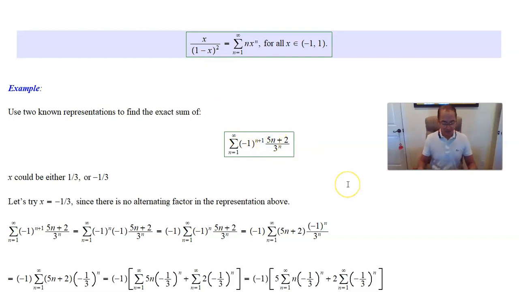How will you find the exact sum of something like 7n squared plus 5n plus 2? Okay, if you had one more term, because you're going to get an n squared there, you now have 3 representations to work with. This one, the one with n squared, and the geometric series. How will you find the exact sum?